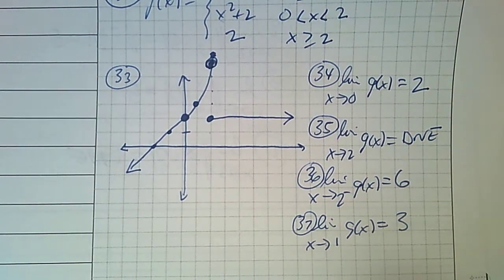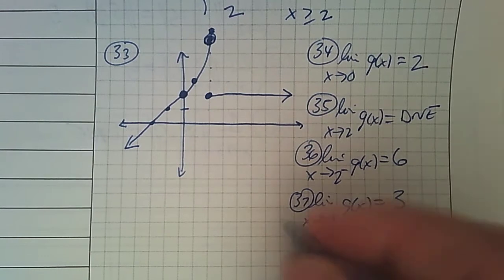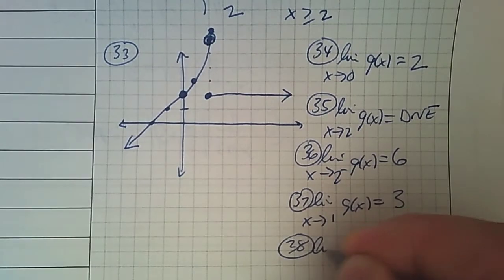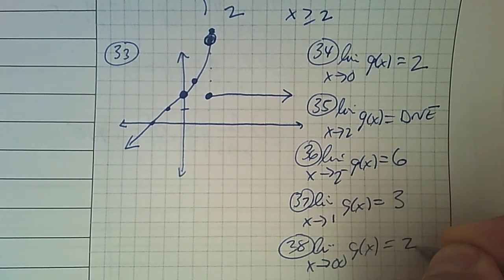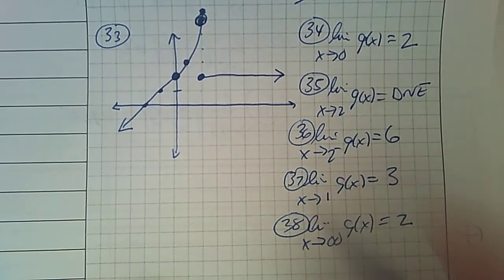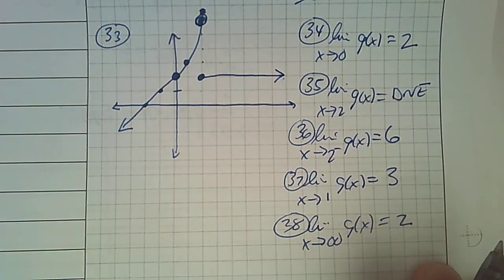38, still off that graph. 38 is asking for the end behavior, the limit as x approaches infinity. What's the right end? Where is it going? And you can see the right end is just staying at 2. So the right end behavior is 2. 39.